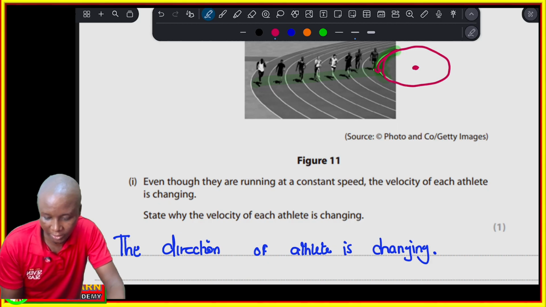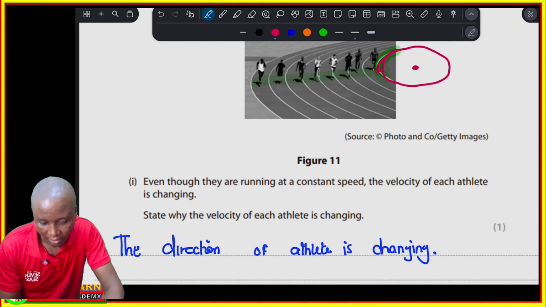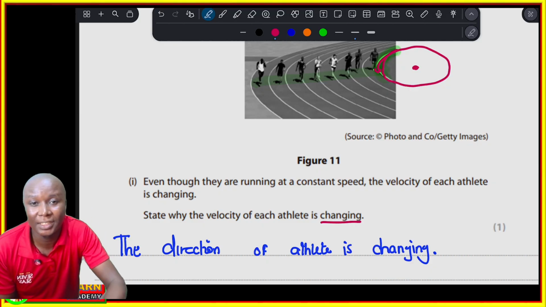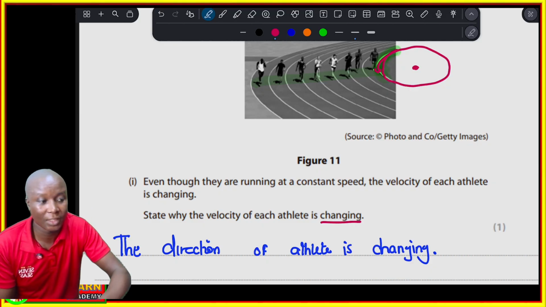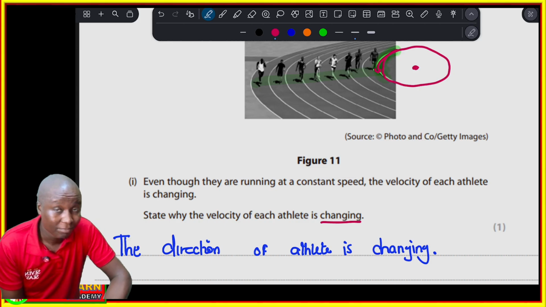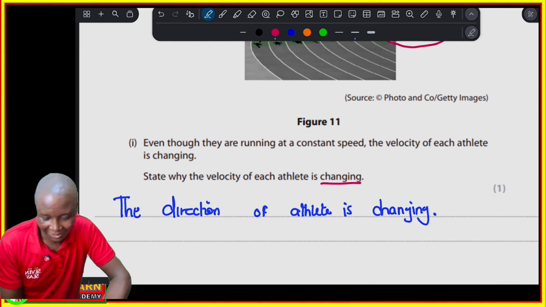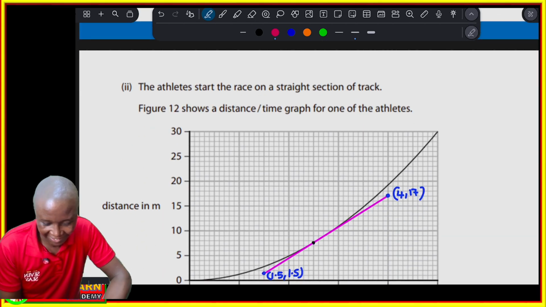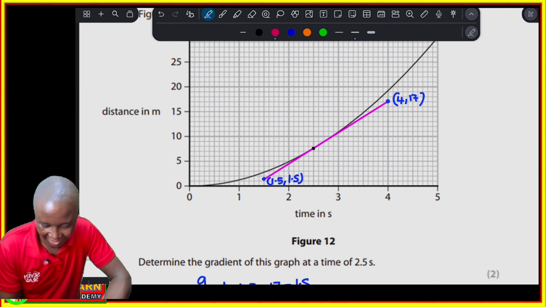Velocity is a vector quantity. The reason velocity is changing even though they are moving at a constant speed is because they are changing direction. Anytime an object is changing direction, it means its velocity is changing. So it was kind of a high-level thinking question. You had to think critically there.